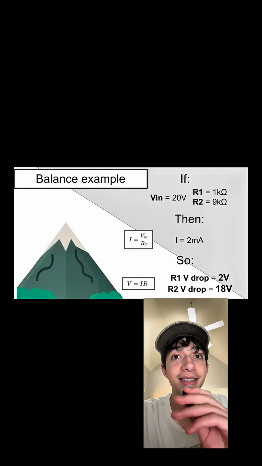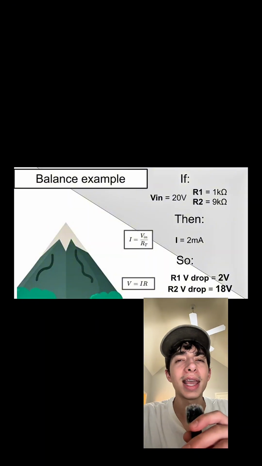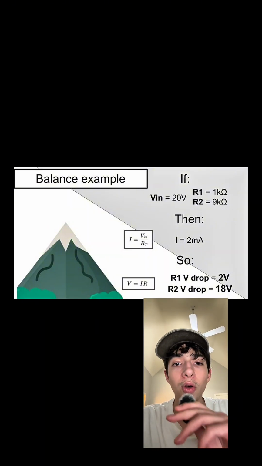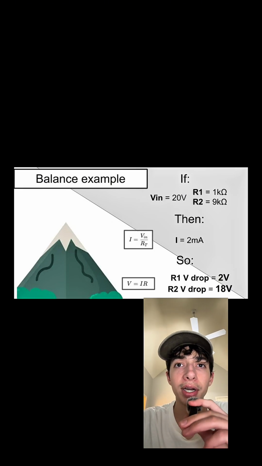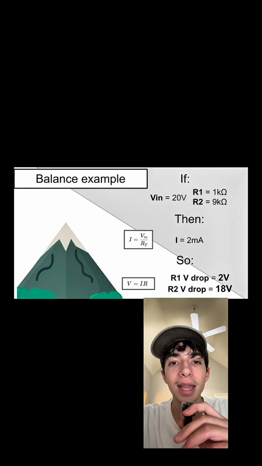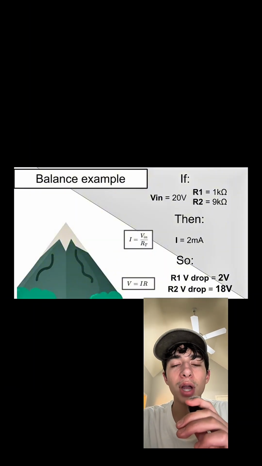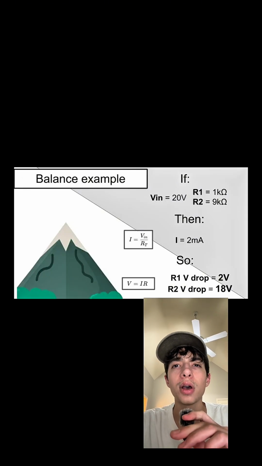Check out this balancing example. Say we have a voltage input of 20 volts, and we have two resistors that are a little unbalanced. We have a 1 kilo ohm resistor and a 9 kilo ohm resistor. Then let's calculate our current at 2 milliamps, and we notice that with resistor 1 being only 1 kilo ohm, it drops 2 volts, while resistor 2, being a much larger resistance, drops 18 volts accordingly.